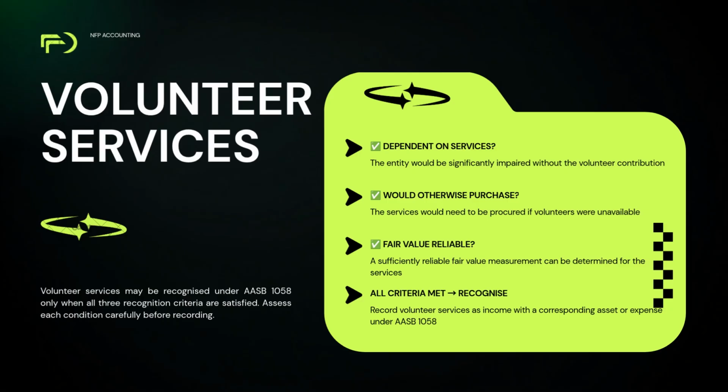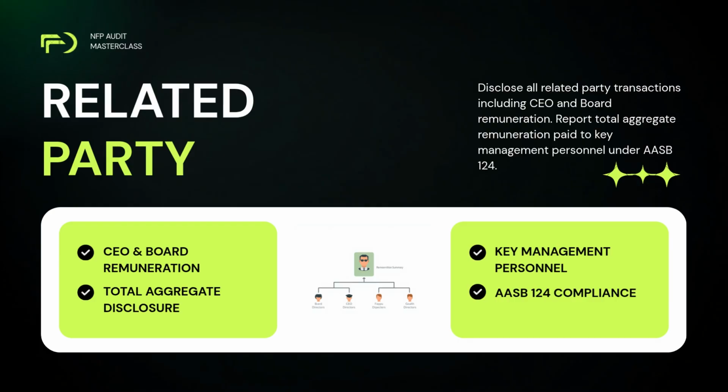Volunteer services, AASB 1058. Do you recognize volunteer hours on the P&L? Only if your organization is dependent on those services, they would be purchased if not donated, and their fair value can be measured reliably. Otherwise, keep it to the notes. Related party disclosures, AASB 124. For Tier 1 and Tier 2 general purpose financial statements, key management personnel, KMP, remuneration must be disclosed in aggregate. This requires strict tracking of salaries, superannuation, and non-monetary benefits for your CEO and board.